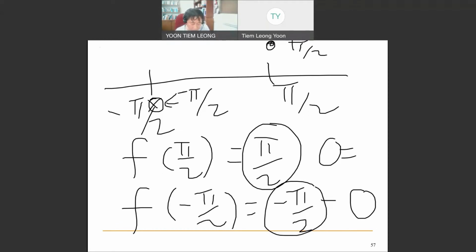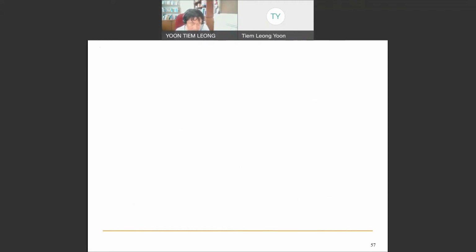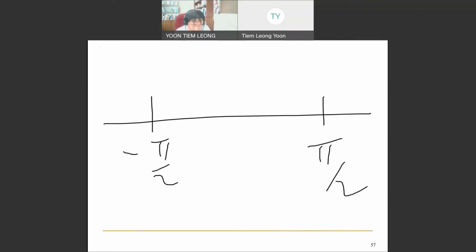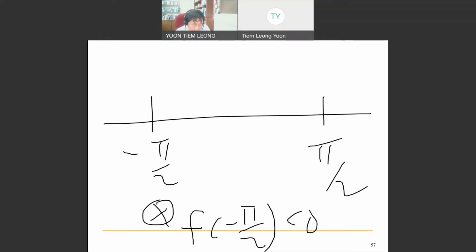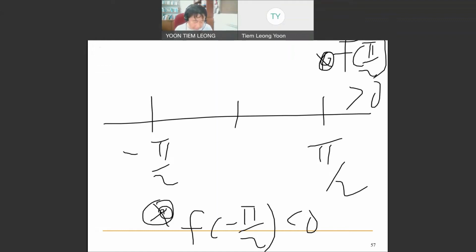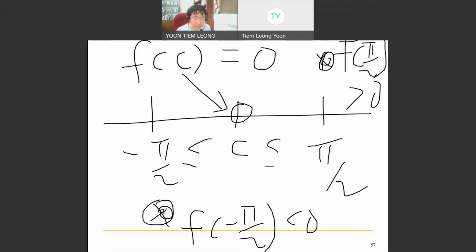So let me wipe off everything and now do this over again. So we have a situation of negative pi over 2 and pi over 2 where the value of the function at negative pi over 2 is negative. And then the value at pi over 2 here is a number which is positive. So according to the theorem, then there must exist a value of c between minus pi over 2 and pi over 2 such that the value of the function at c is equal to 0. So that proves the existence of a root.